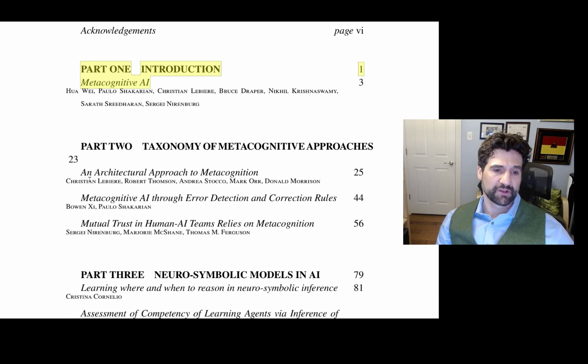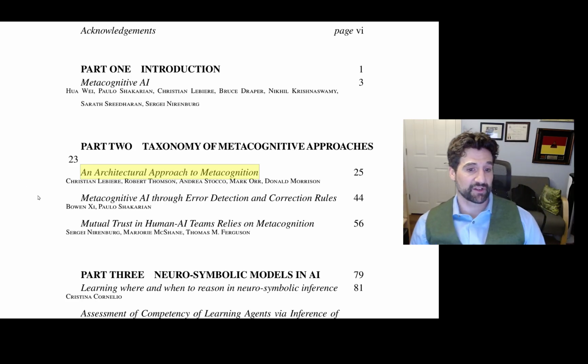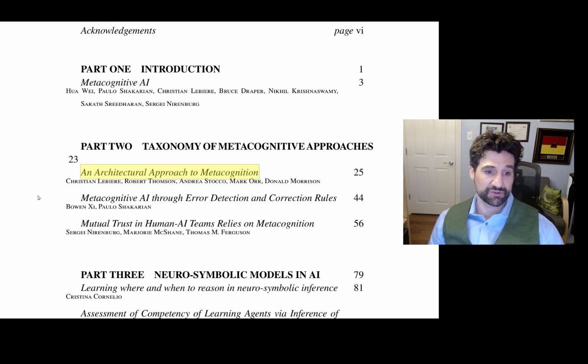as well as where some of the literature has gone as of late. So then in part 2 of the book we have a taxonomy of metacognitive approaches, and here we introduce a couple different paradigms. So first is an architectural approach to metacognition. This is by Christian Lebiere's team out of Carnegie Mellon. It's very much focused on a cognitive modeling approach.